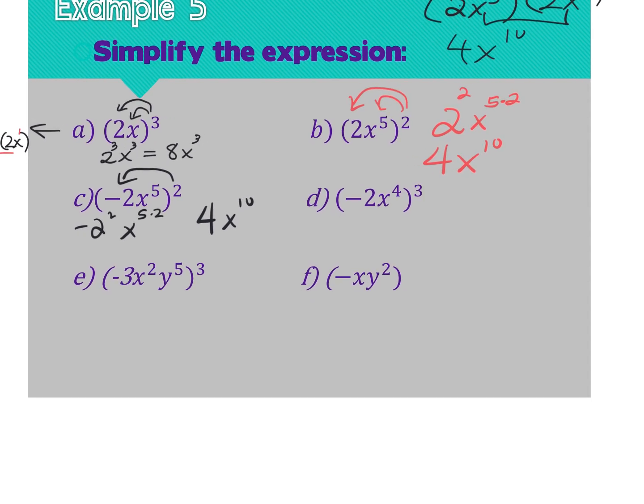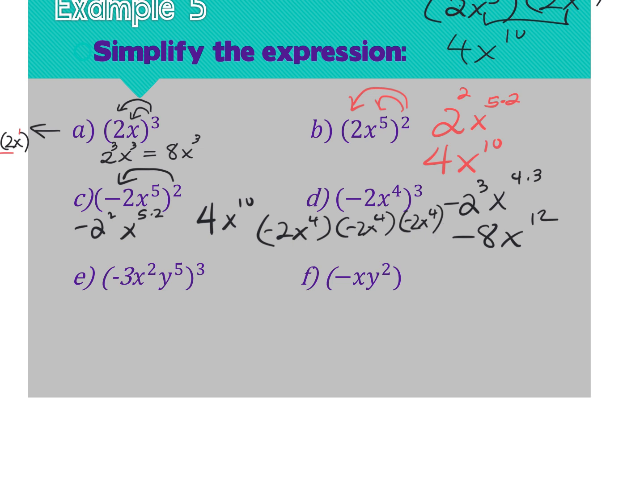So again, you could do it as -2 to the 3rd, and then x to the 4 times 3. This gives me -8 x to the 12th. Or again, think of it as -2 x to the 4th, and write it down 3 times, and then go back and multiply it like we did at the beginning.